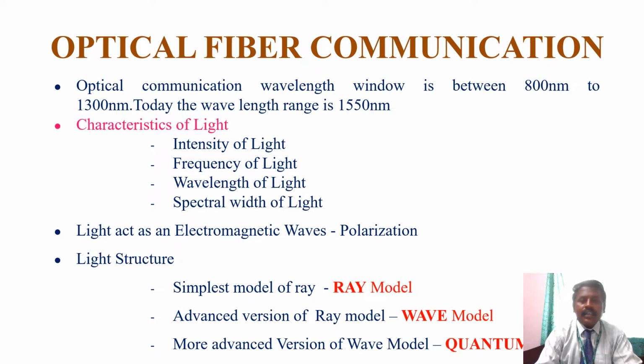These are the main characteristics of a light signal. Light acts as an electromagnetic wave where the polarization is maintained between the sending place and the receiving place. Then what are the structures of light sources? There are three models available. The first is the simplest model, ray theory, called the ray model. More advanced than that is called the wave model. Another name for the wave model is quantum theory. Then there is ray theory transmission, or the ray model.